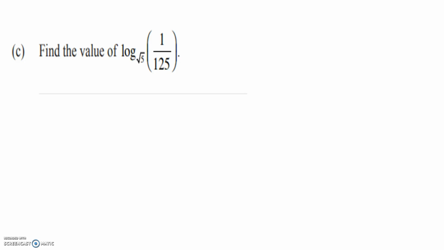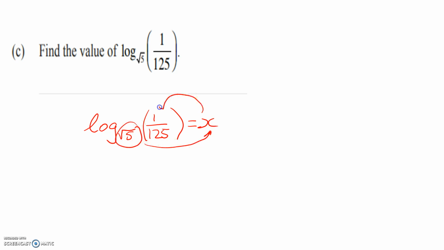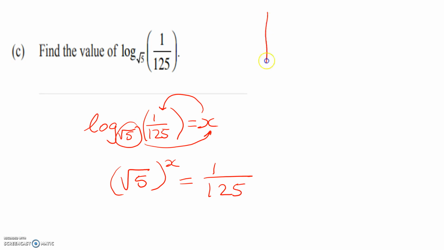We need to find the value of this log. So, as usual, if I don't know what something is in algebra, I'm going to call it x. That helps me see the next step. The next step is the loopy thing. So we've got root 5 to the power of x is equal to 1 over 125. I'm going to rewrite that over here with powers.